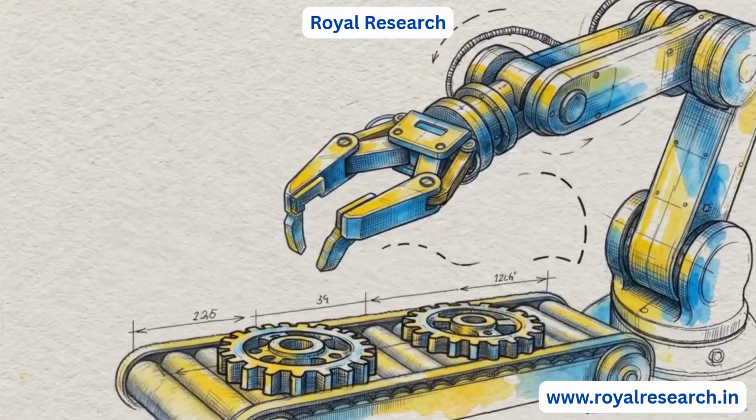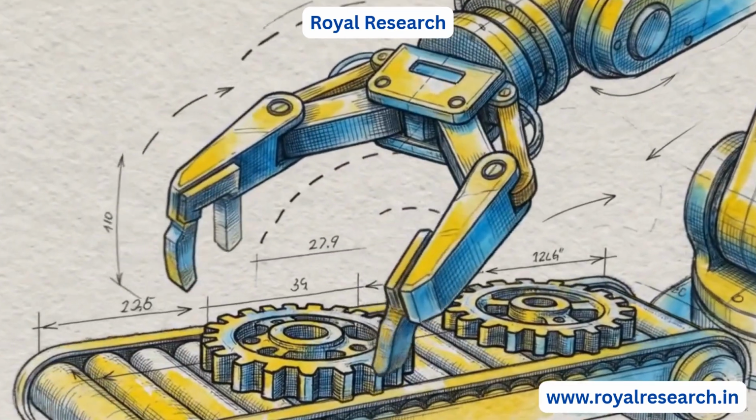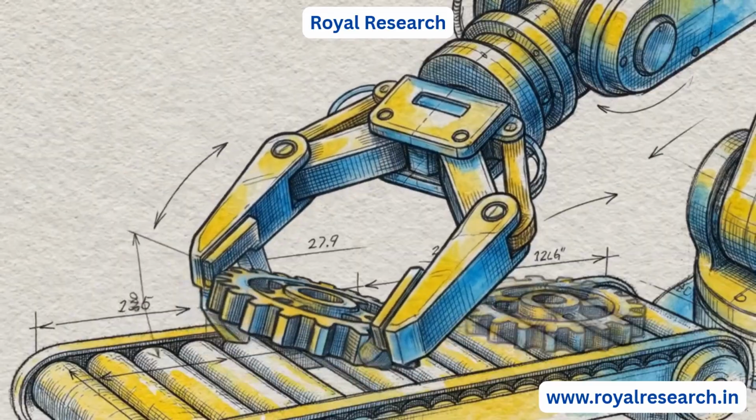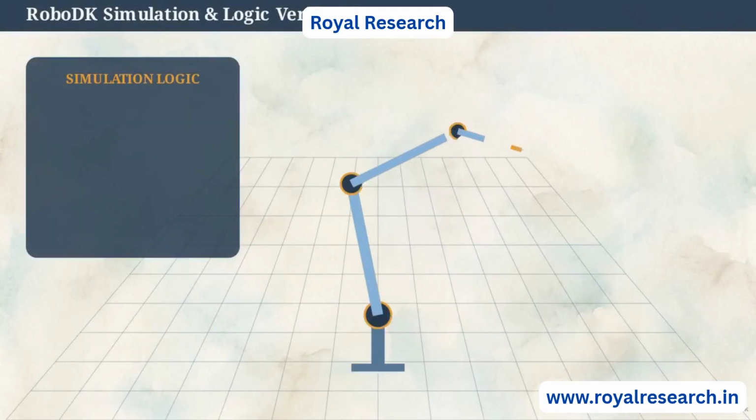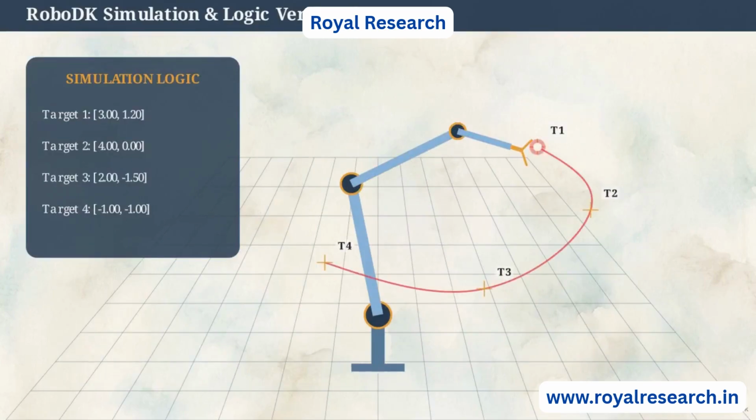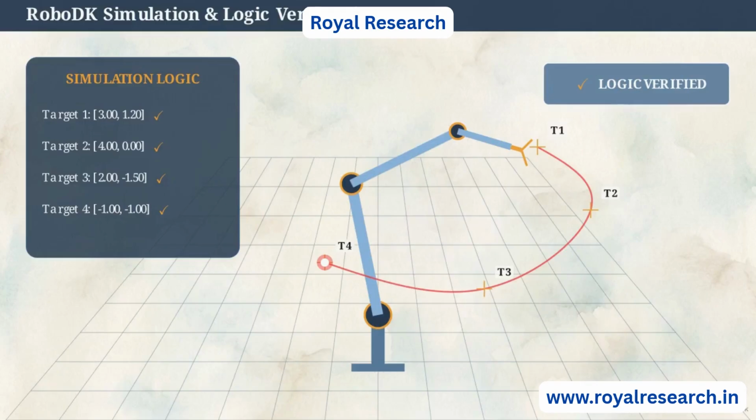This industrial robotic arm is executing a pick-and-place operation with surgical precision. In under 6 minutes, Royal Research will show you how to build this exact simulation from scratch, allowing you to test your production logic before spending a cent on physical hardware.